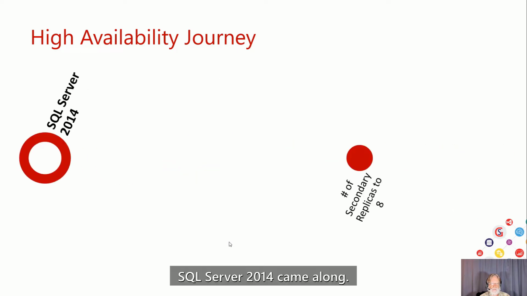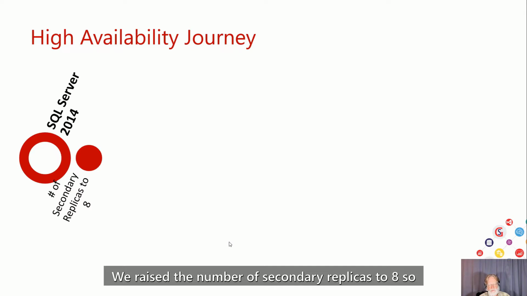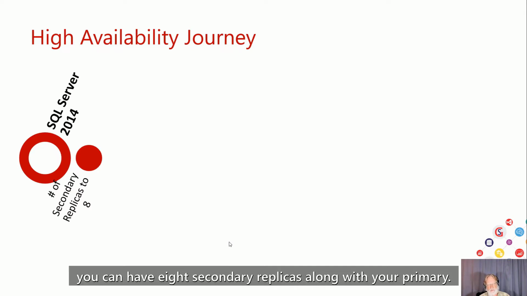SQL Server 2014 came along. We raised the number of secondary replicas to 8, so you can have 8 secondary replicas along with your primary.